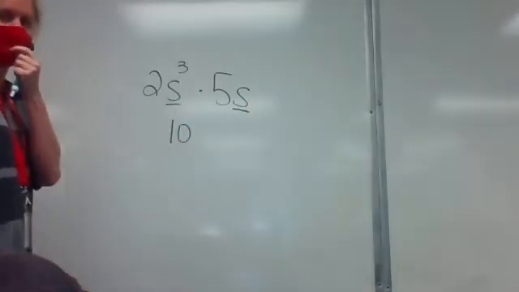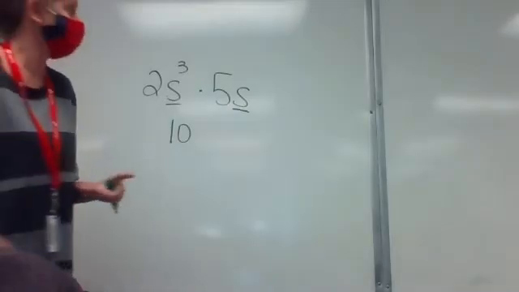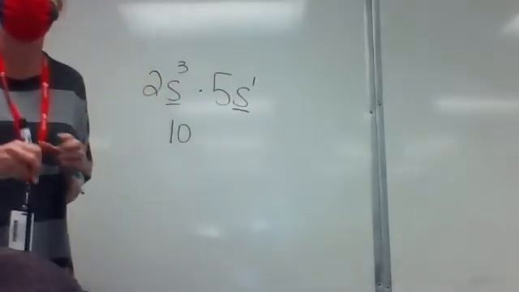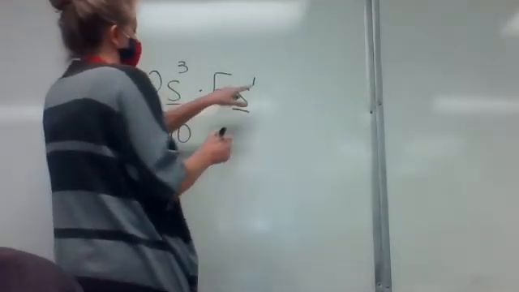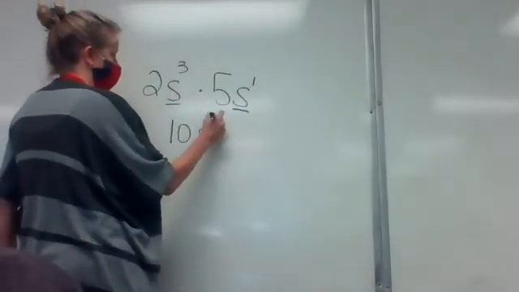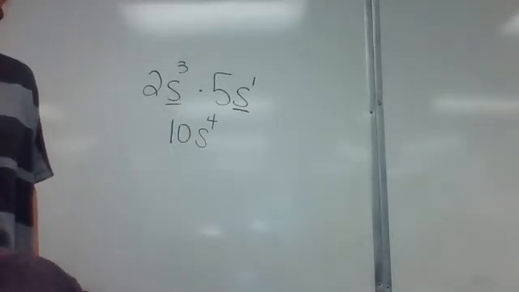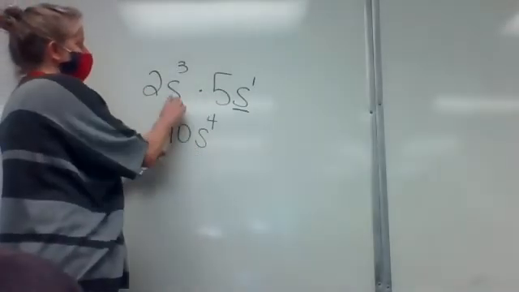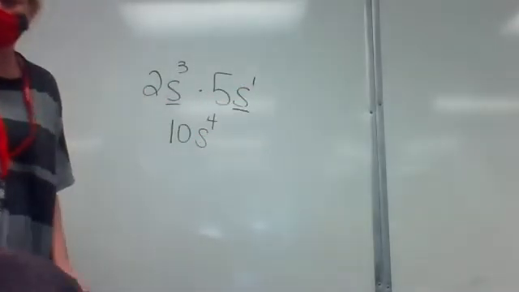So when I'm multiplying those S's together, I'm going to add their exponents, which means you want to see that S has a 1 exponent. So if I have S to the 3rd times S, that's going to give me S to the 4th. So 10s to the 4th. The 2 times 5 gave me the 10. S to the 3rd times S gives me S to the 4th.